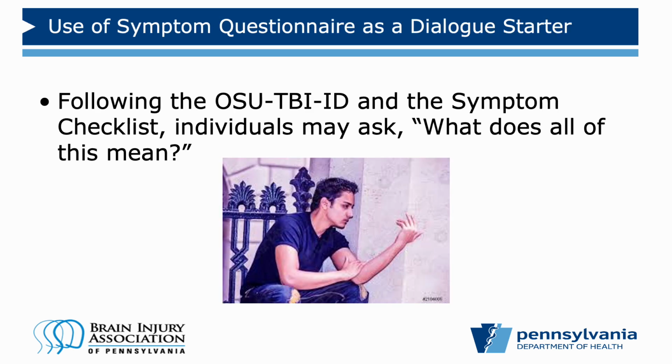The use of the symptom questionnaire as a dialogue starter is often a great place for the therapist and individual to start. Following the completion of the OSU TBI ID, the symptom checklist allows individuals to coordinate what injuries have occurred, and what potential outcome or symptomology they might be experiencing. What does all of this mean? is often a question a lot of people will ask. What this means is these are symptoms or barriers that will need treatment as we move forward. They may or may not be related specifically to an incident or brain injury. However, they are areas of treatment that are worth exploring.